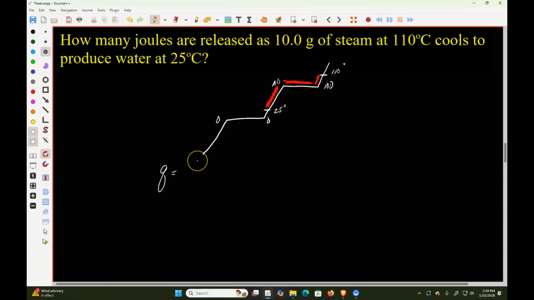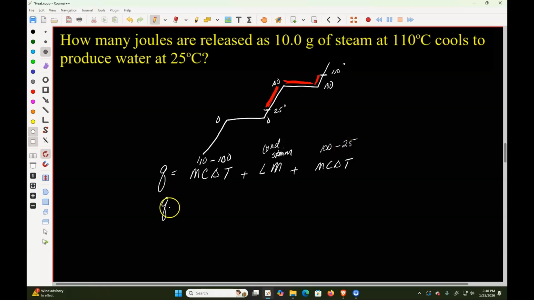Okay, so my first step, I have to go from 110 to 100. So that's going to be an mcΔT. I'm taking steam at 110, going to 100. Now I have my latent heat times mass, because I want to condense the steam. And then plus mcΔT to go from 100 degree water to 25 degree water.